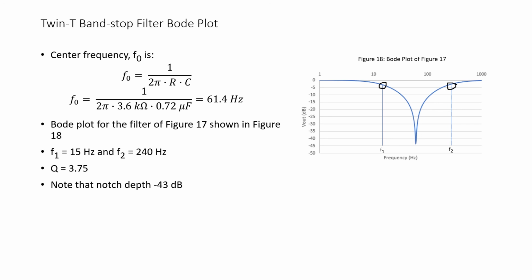So this filter has a Q factor of 3.75. But I do want to point out that if we look at the Bode plot, this band stop filter has a notch depth of negative 43 dB. So we do have extremely good attenuation of the signal at the center frequency. Negative 43 dB is a little over a rejection ratio of 100.